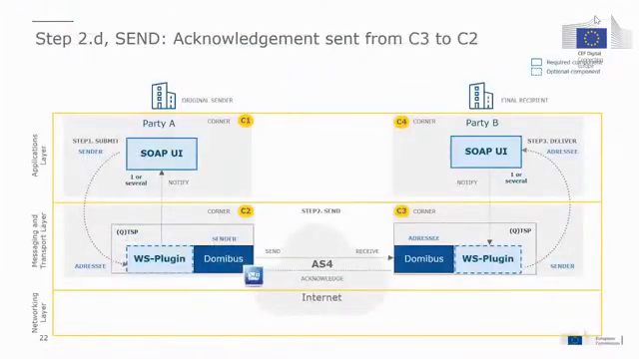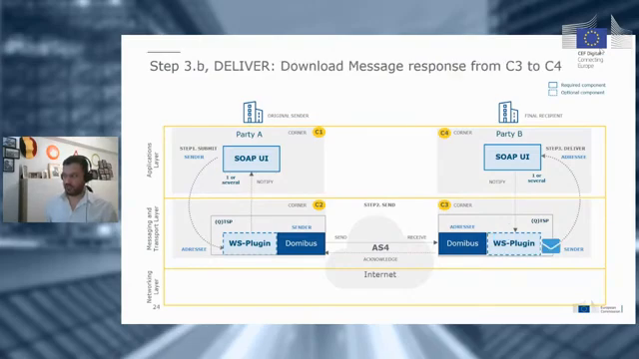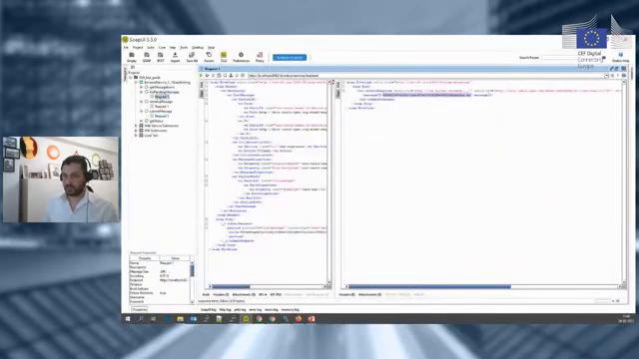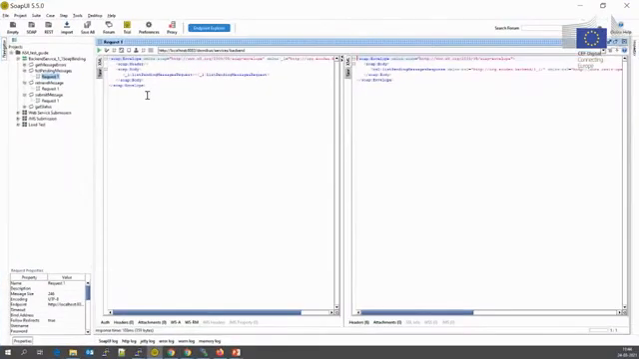As a next step, corner 4 will send the download request to corner 3, and corner 3 will respond with the original user message to corner 4. We can check in our SOAP UI project. We can call list pending messages. Now I'm acting as backend corner 4. I want to list all the messages that are pending for me to download. So I see that this is the message that is pending for download.